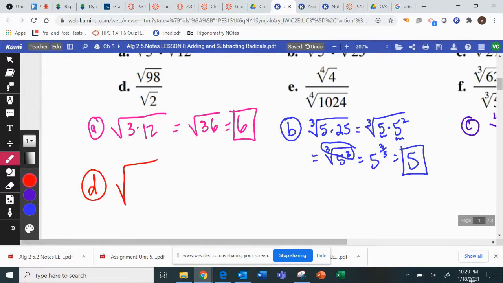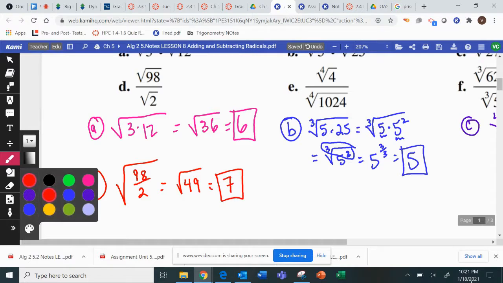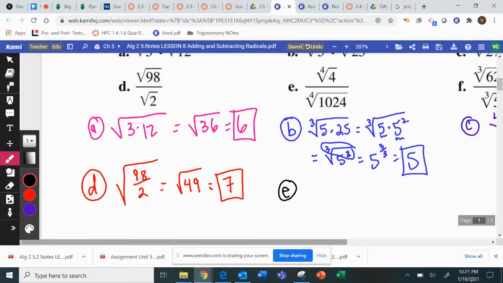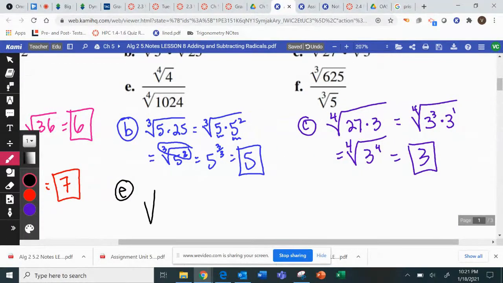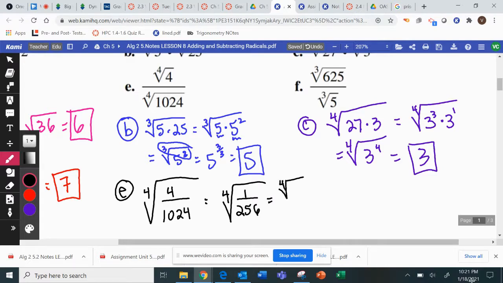We've got a quotient, so I can do the square root of 98 over 2, which is the square root of 49, which is 7. Question E. I'm going to take this and rewrite it as the fourth root of 4 over 1024. And I'm going to divide those, and I'm going to get the fourth root of 1 over 256. So the fourth root of 1 and the fourth root of 256 separately is going to be 1 over 4.